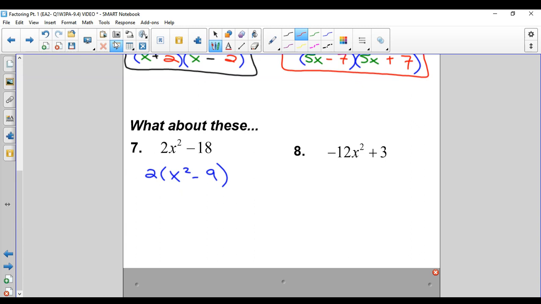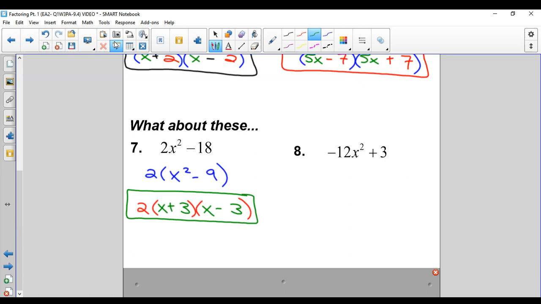So we keep going. You rewrite the GCF, open up two sets of parentheses, and repeat the process that we just did in the problems above. X and X, 3 and 3 for 9. One's a plus, one's a minus. Done. Do not forget to write that GCF out front.